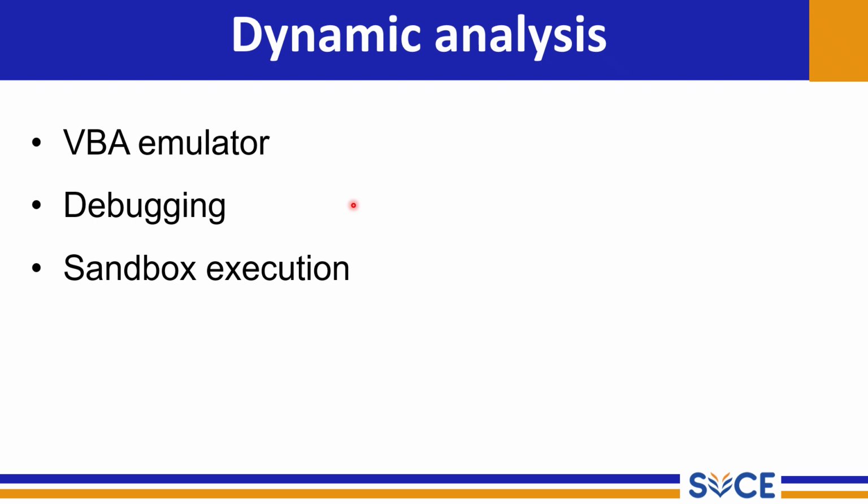Next is debugging. We have to set some breakpoints and step through the VBA code to observe its execution flow and manually deobfuscate the logic. This can reveal the purpose of obscure functions and variables.